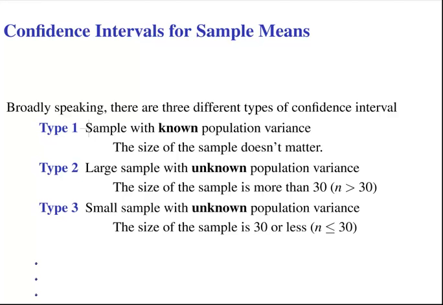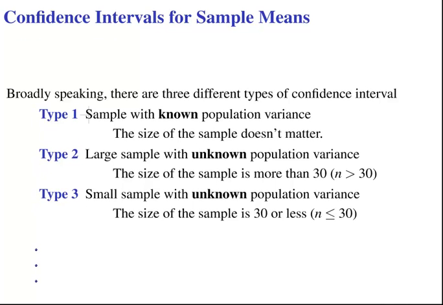The second one is type 2, a large sample with unknown population variance, which is a sample of more than 30, and type 3 is a small sample with an unknown population variance, which is 30 or less.